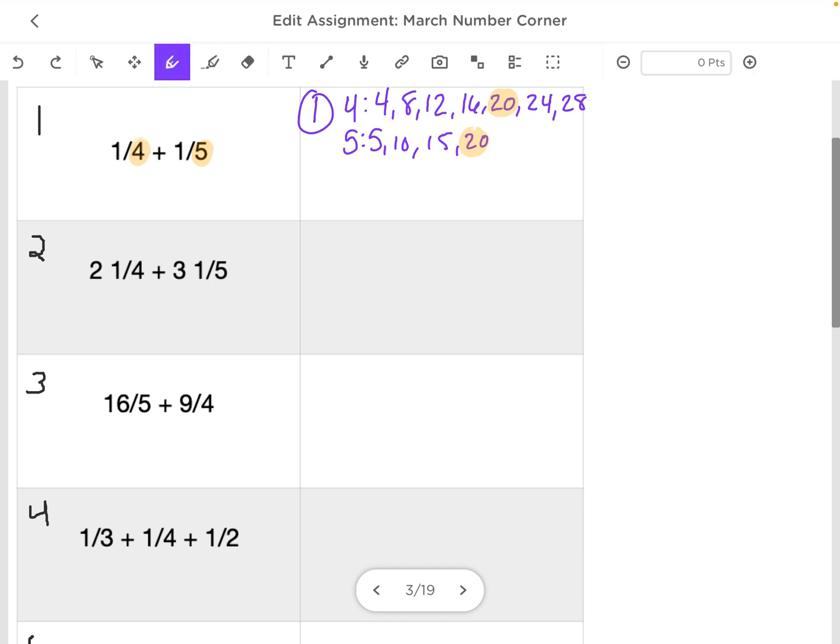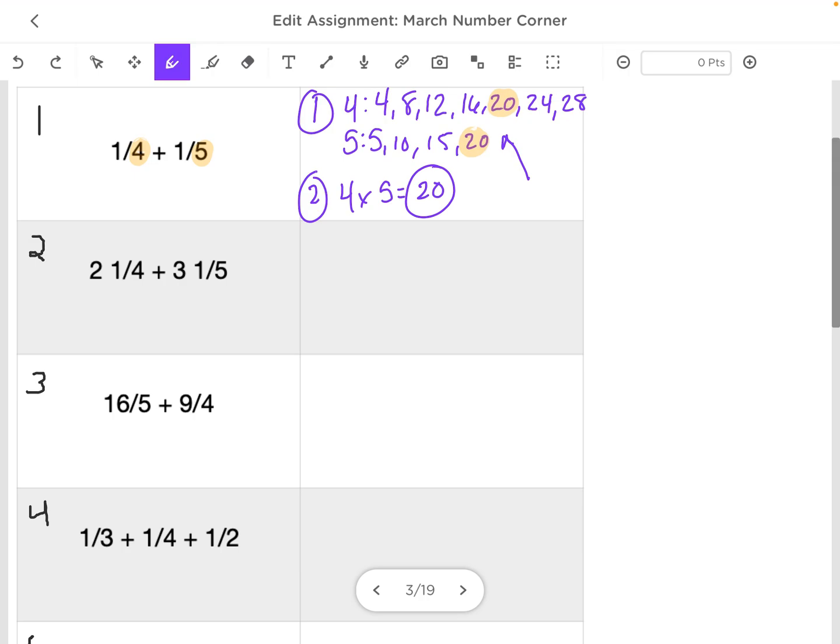Option 2 to find a common denominator is to multiply your two denominators. 4 times 5 equals 20. That is your common denominator. Now, when you do that second option, the only problem is sometimes you're going to get a number that's way higher than option 1. Okay, in this case, we got the same thing, so it works out.